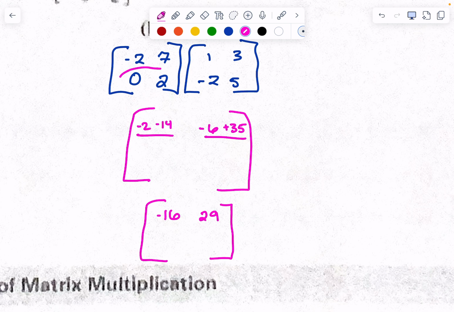Now I got to go 0, 2 times 1, negative 2. 0 times 1 is 0. 2 times negative 2 is negative 4. So negative 4 goes in that cell. Okay, and then the last one, I always like when I'm multiplying by zeros. Zeros makes it nice, right? 0 times 3 is 0, and 5 times 2 is 10, so 10 goes in that cell. Yeah?